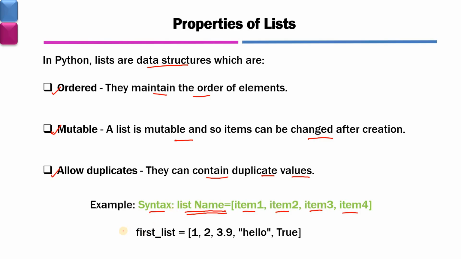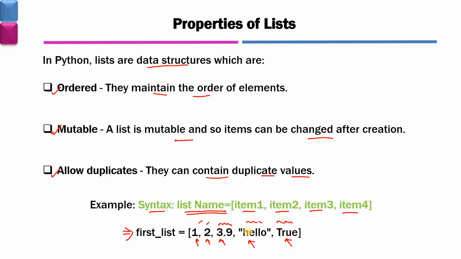Suppose I have created a list, first list. I have given this name. You can give any name to this list. And I'm writing 1, 2, 3.9, hello, true. So first list is what? It is a list containing integer 1 to floating point number 3.9. Hello is the string and true is a boolean. That means you can understand list may contain different kinds of elements, different types of elements, right?